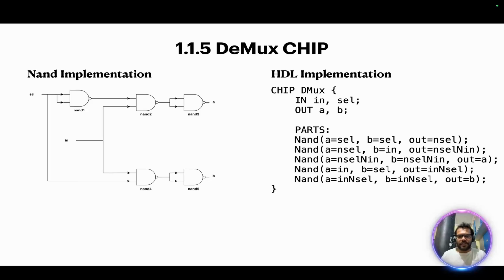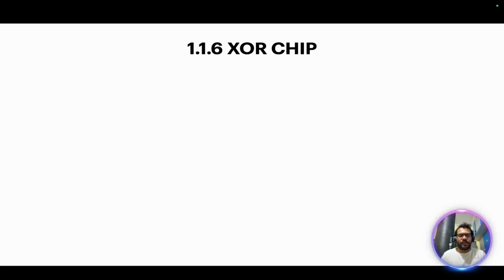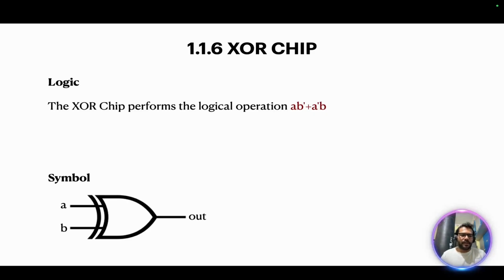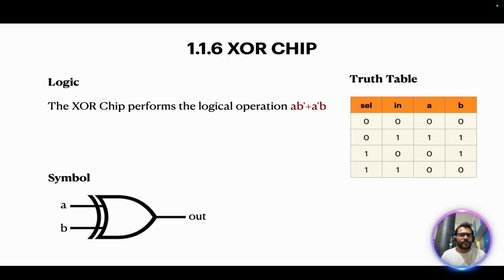And continuing ahead with the next chip, which is the XOR chip. Logic: the chip performs the logical operation AB dash plus A dash B. Let's look at the symbol associated. It's an OR gate with a curve before it. The truth table is this. This will be particularly useful when we'll be building the ALU chips. The notation is AB dash plus A dash B.